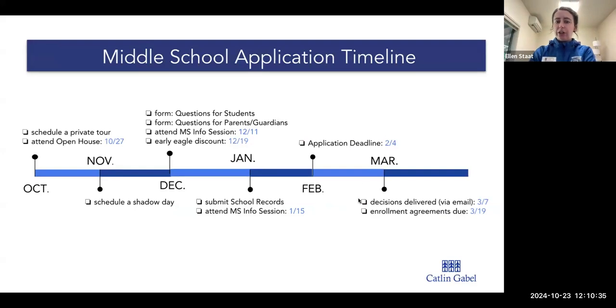I wanted to share with you a visual timeline about what our admission season looks like. So right now in October, we have open house coming up on October 27th. We also recommend scheduling a tour, especially if you're brand new to Catlin Gable. This is a great time to do that. November, maybe time to start thinking about scheduling a student shadow day.